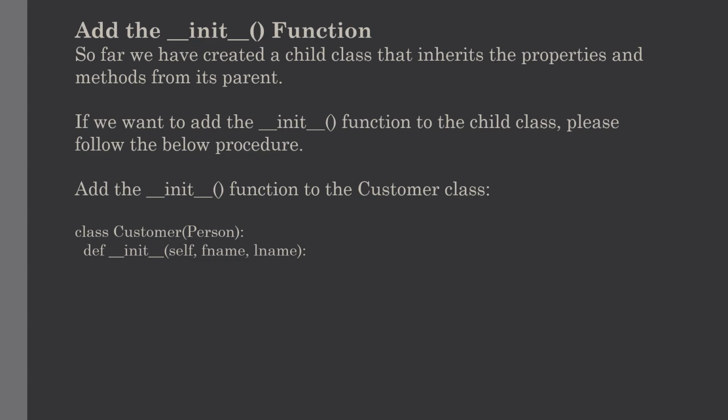Our next topic is how to add the init function, if we want to add the init function to the child class instead of the pass keyword. When we add the init function, the child class will no longer inherit the parent's init function. So the child's init function overrides the inheritance from the parent's init function. In this example, we have successfully added the init function and kept the inheritance of the parent class. And we are ready to add the functionality in the init function.